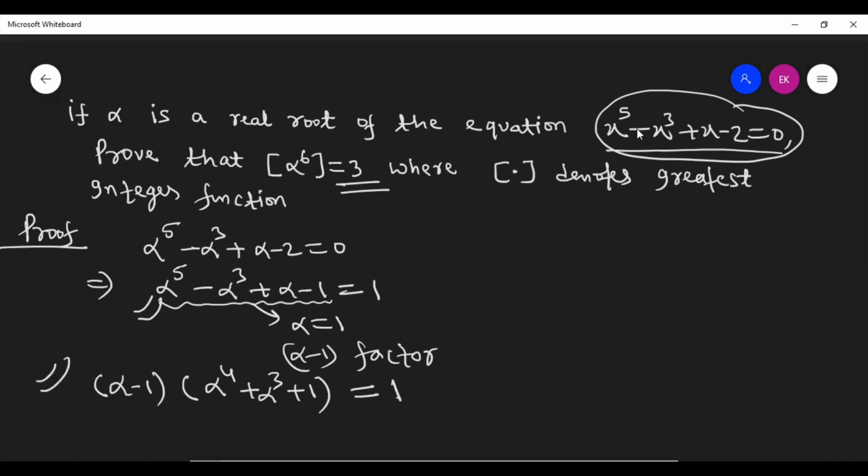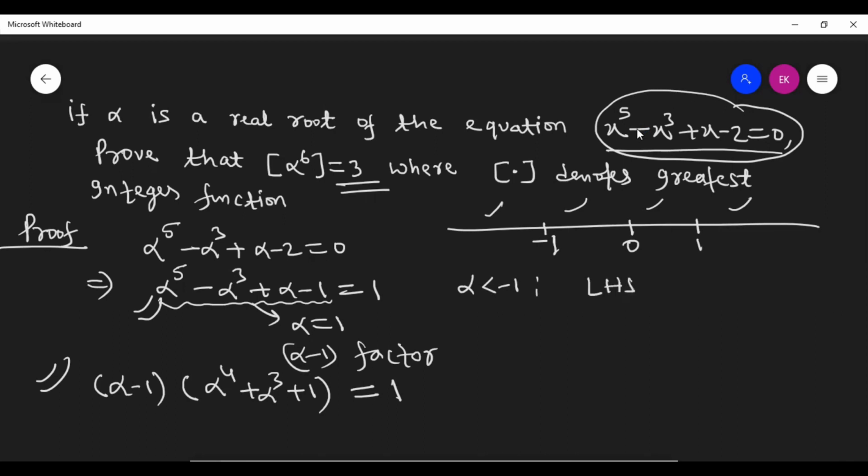Now this relation will help us in finding the number of real solutions. We will take the numbers minus 1, 0, 1 on the number line, and we have four cases to consider. See, if you take alpha less than minus 1, then clearly the LHS is negative. So this cannot be equal to 1. It means this equation will not have any real root before minus 1.